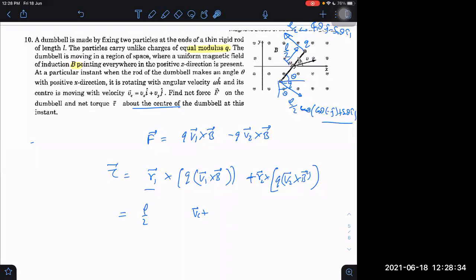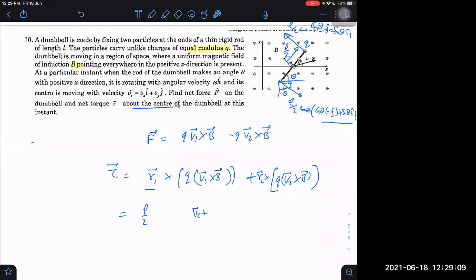What is the contribution towards torque due to these velocities? Q V cross B. How is the force acting? QV cross B. B is into the plane, B is this side, QV cross B will be this side. And what about this one? It is a negative charge, so negative charge means I will take this side. Then the force is again on the same side only. So in the center of mass frame, whatever velocity we are seeing, they are not contributing towards any torque.